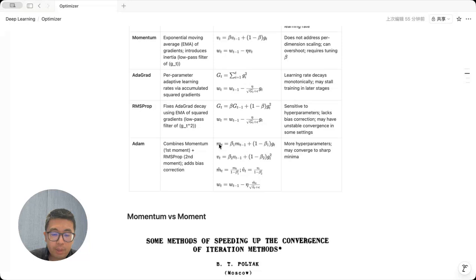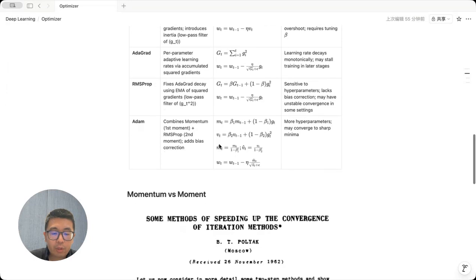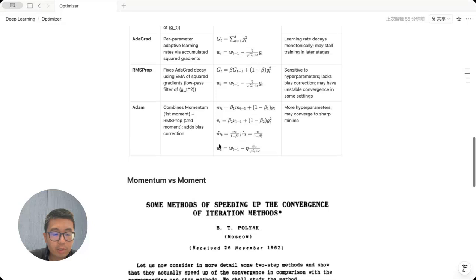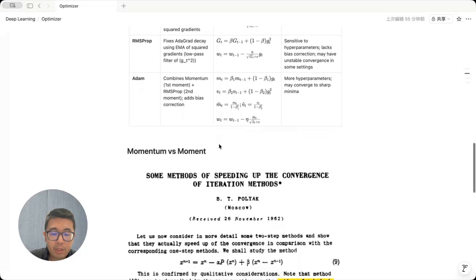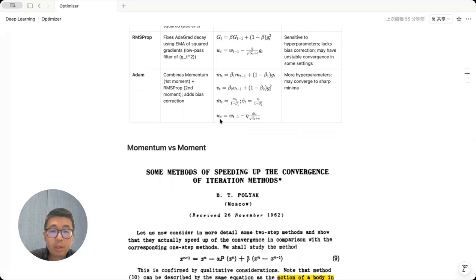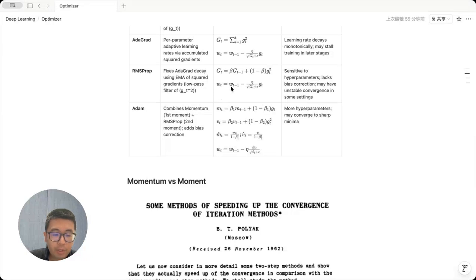RMSProp fixes this by giving the algorithm a short memory. Instead of accumulating all past information, it focuses on recent gradients. You can think of it as asking, what has the terrain looked like lately, rather than over the entire history. This allows it to keep adapting without becoming frozen. It maintains the benefit of the per-dimension scaling while avoiding the long-term decay issue of AdaGrad.